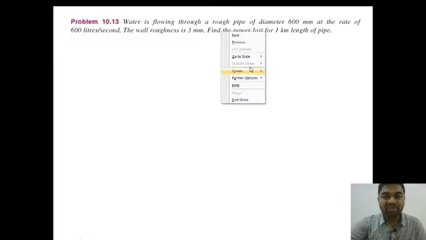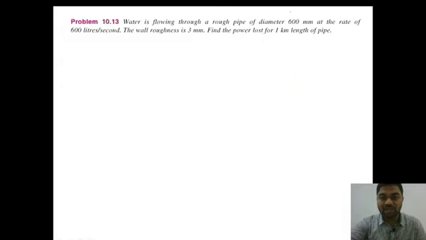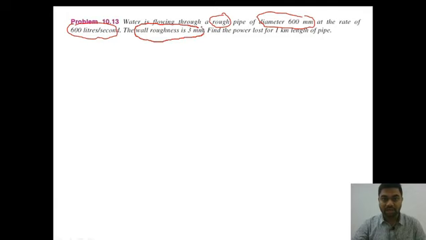So, what are the important things given in this problem? First of all, it is a rough pipe. The diameter is 600 mm. The discharge is 600 liters per second. The wall roughness is given, which is around 3 mm. What we need to find out is the power loss. And the length of the pipe is also given, which is 1 kilometer.